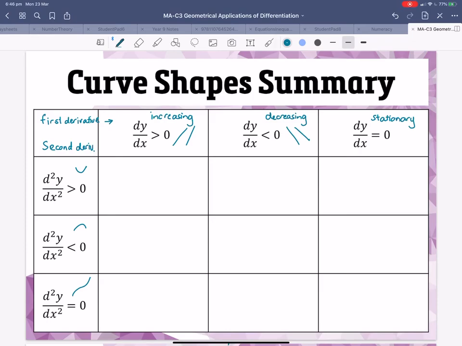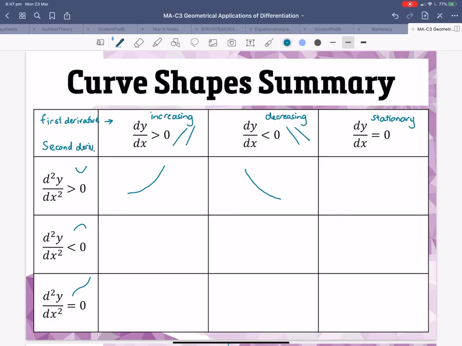So putting this together, a curve which is increasing and concave up would look like that. That would be like our exponential function that we're seeing a lot of these days. A function that is concave up and decreasing would look like that. That looks like part of a hyperbola.